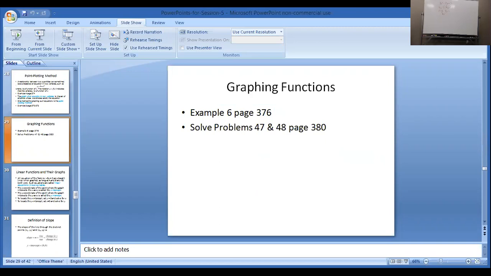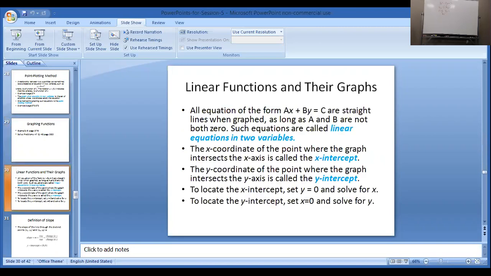Their slopes are the same. Linear function and their graph: all equations of the form ax plus by equal to c are straight lines because the exponents are 1. If the exponent was anything other than 1, it would not be linear. It will have some curvature. These are called linear because the exponents are 1.